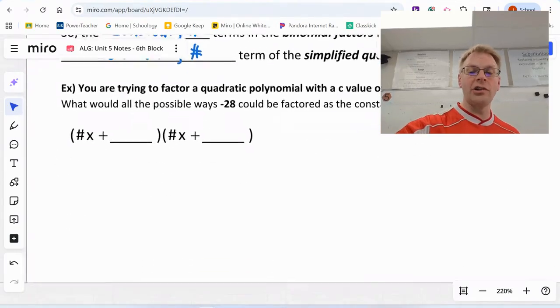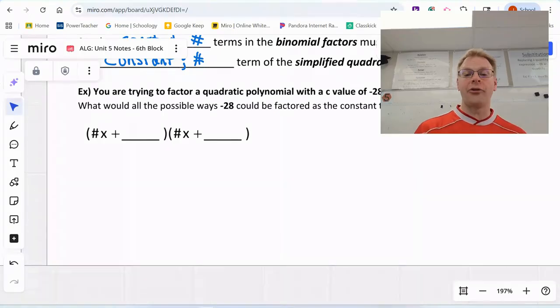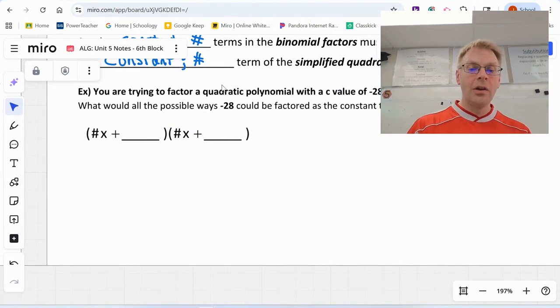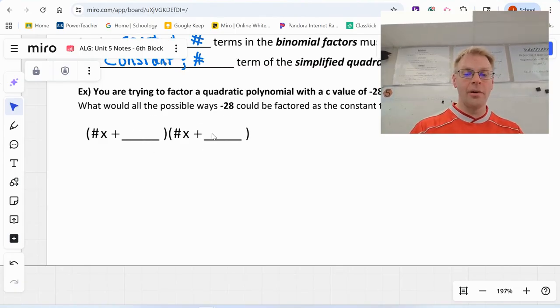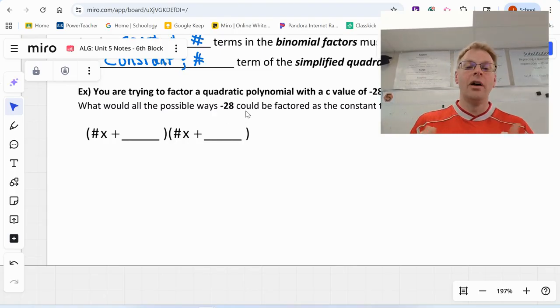So here's what I would like you to do, again, to pause the video and try and come up with all the different possible constants that could go in the binomials here, so that if we distributed them, we would end up with -28. In other words, what could you put here and here? Give me terms, constants that could go in those blanks that could multiply, that when I distributed them would give me a constant simplified term of -28. And I want you to come up with as many as you can think of there. All right, so pause the video and try that now.